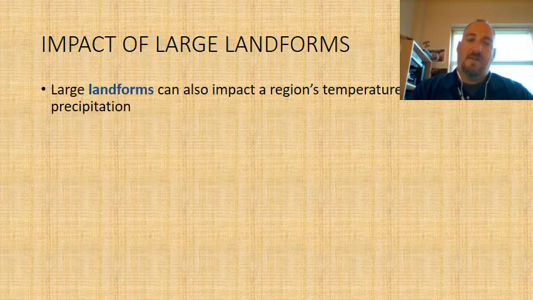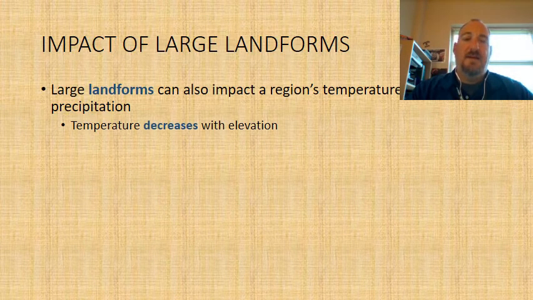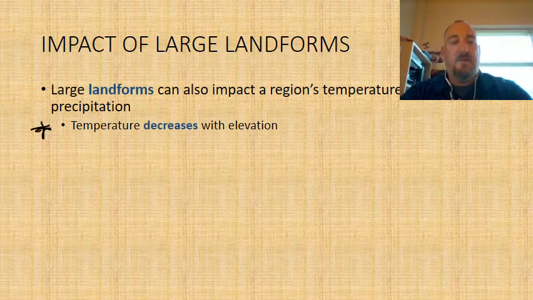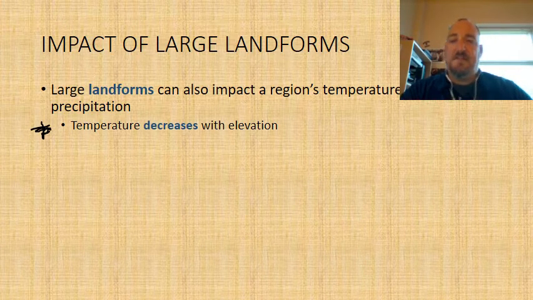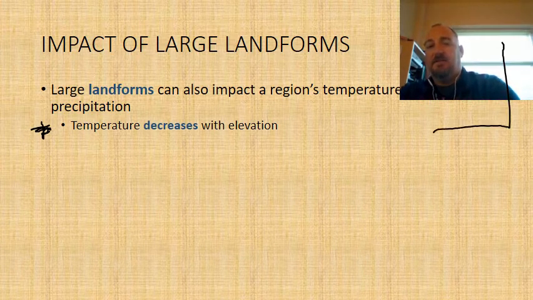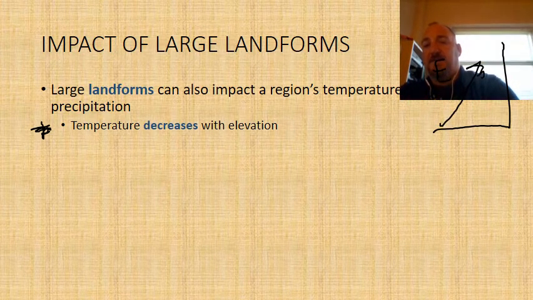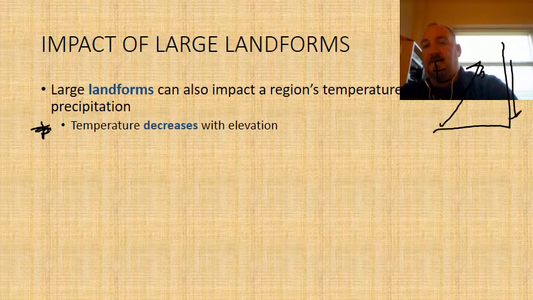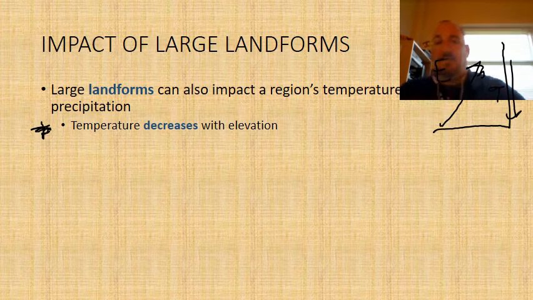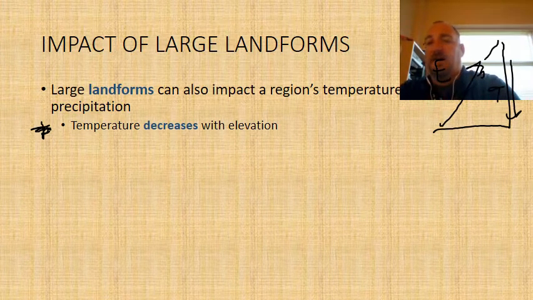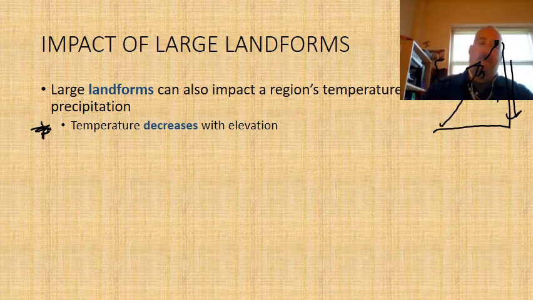Large landforms then also impact a region's temperature and precipitation. Keep in mind, this is really important, temperature decreases with elevation. Okay, so as we move up a mountain, elevation, temperature decreases. Okay, so the higher you get in your elevation, the colder it's going to be.